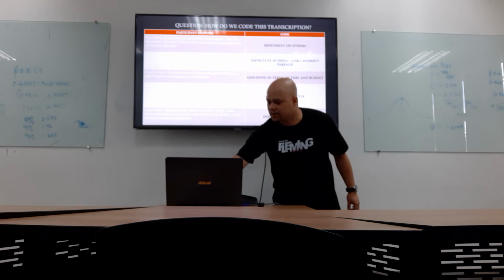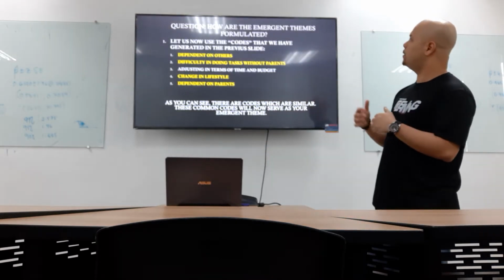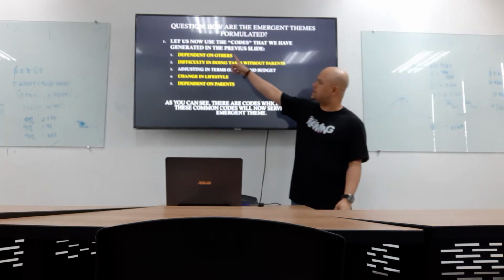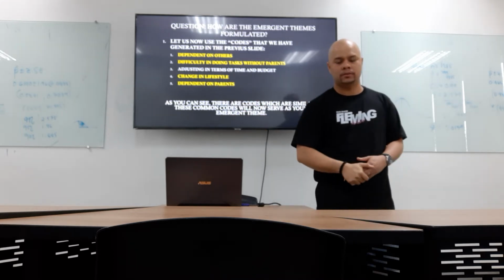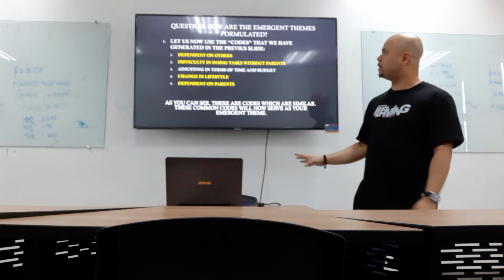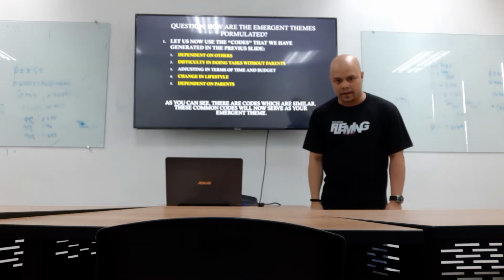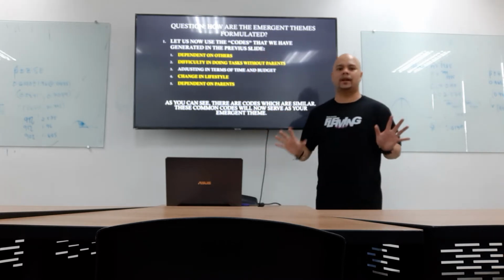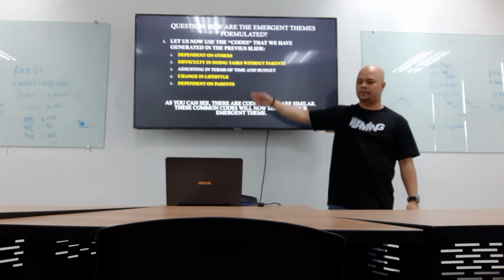From these codes, the next question is, sir, how are we going to formulate the emergent themes? As you can see, I have assigned some codes with a yellow font color. That's because these codes are the ones which are similar. Which means, because they are similar, we can now formulate an emergent theme based on these similarities.